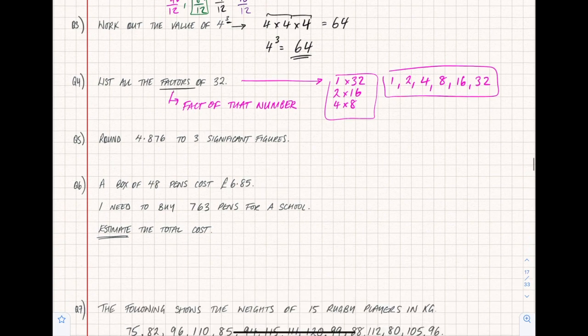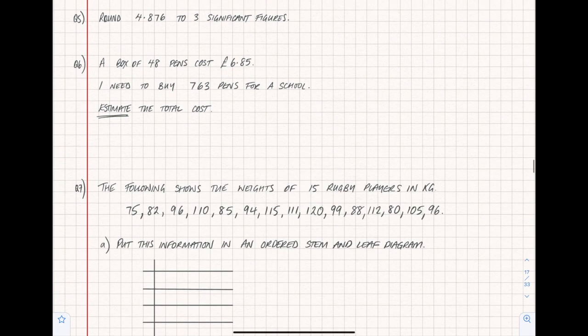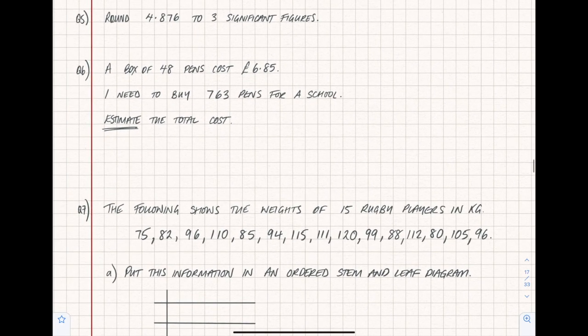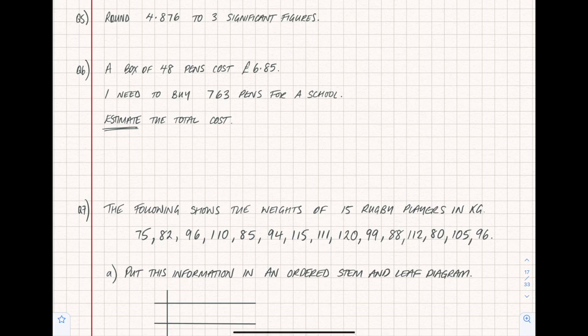Okay? So let's scroll down, starting to look at question 5 now. I'm just going to zoom in a bit so you can see a little bit clearer. Question 5 says round 4.876 to 3 significant figures. Now, a significant figure is different to a decimal place. A significant figure is the first number that is not 0. So in this case here, that is my first significant figure. So that's first, that's second, that's your third significant figure.